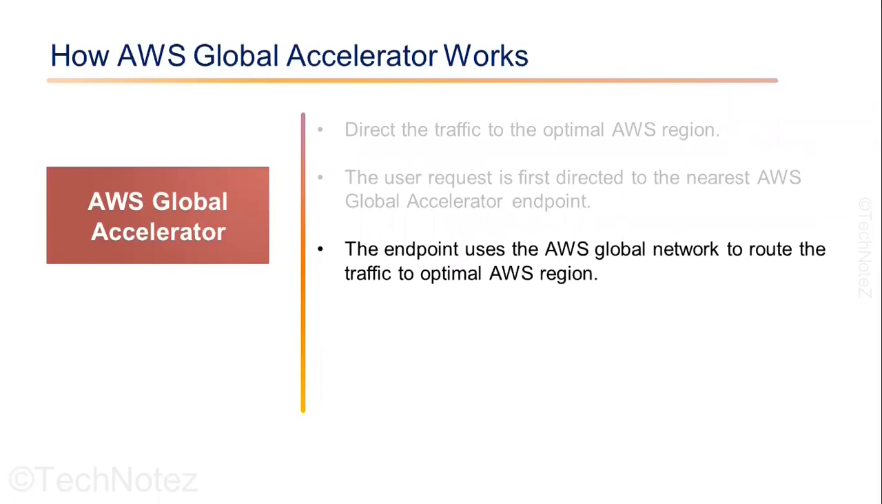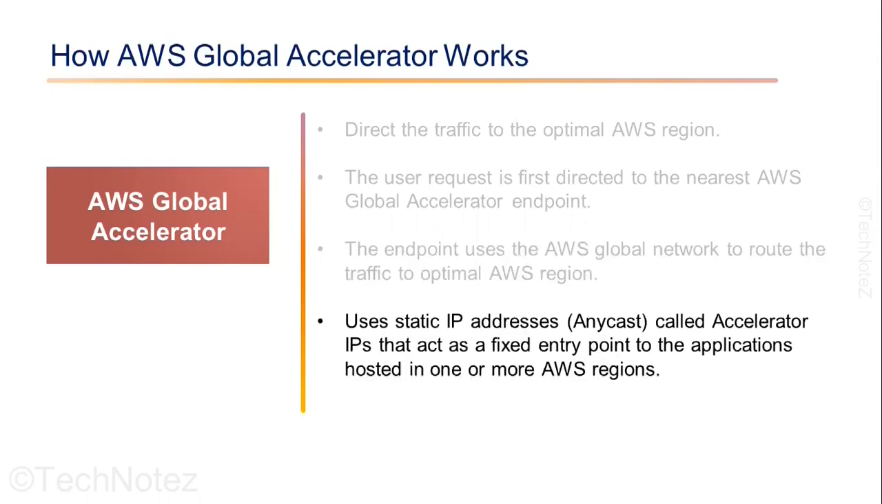user based on factors such as geographic locations, application health, and network congestion. Once the optimal AWS region is determined, the endpoint directs the user's traffic to that region. This can help to improve the application performance, reduce latency, and increase availability for users around the world. AWS Global Accelerator also provides static IP addresses called Accelerator IPs that can act as a fixed entry point to the applications hosted in one or more AWS regions.